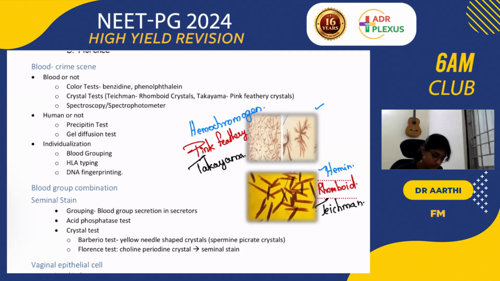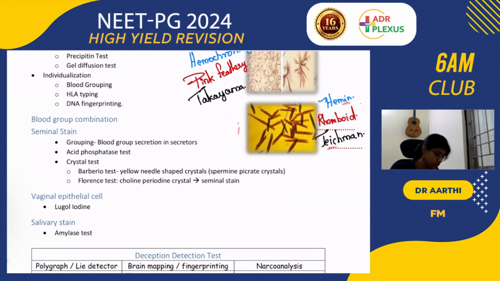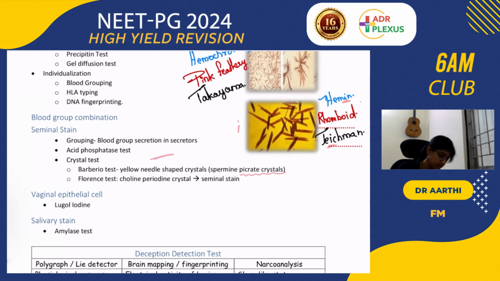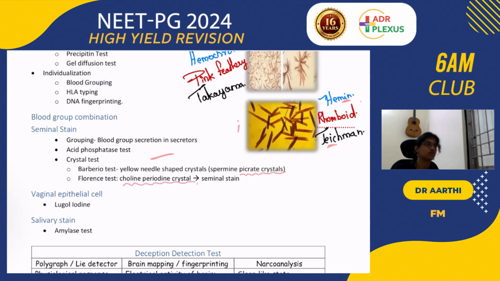So how do I remember? T-I-T-E-I, Hemin, I. With that we remember it. And rhomboid, if you see this image, is almost eye-shaped, right? Eye-shaped crystals you get over here. When we see seminal stains, we have Barberio's test, or the picrate crystals. Yellow-shaped needles are seen. Whereas the other crystal which we get in seminal stains is with Florence test, where iodine produces a brown color stain.